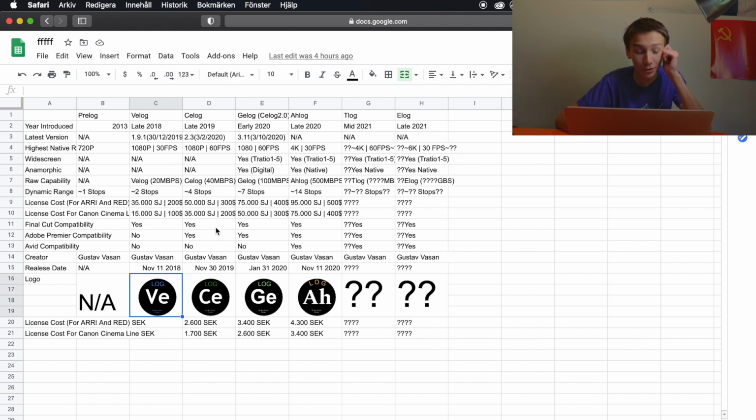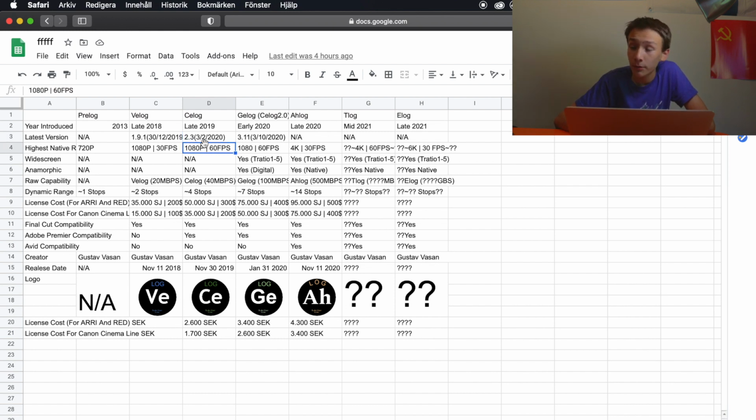The highest native resolution was 1080p at 60 frames per second, or 50p. These are just the maximums, and since 60 is greater than 50, we'll just put that here. Widescreen, no. Anamorphic, no. The raw codec was AhLog, of course, at 40 megabits per second, so twice as much. That is for 30 frames per second, and for 60p it's about 80 megabits per second.